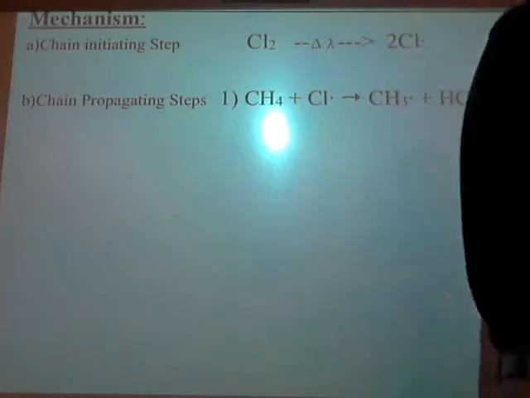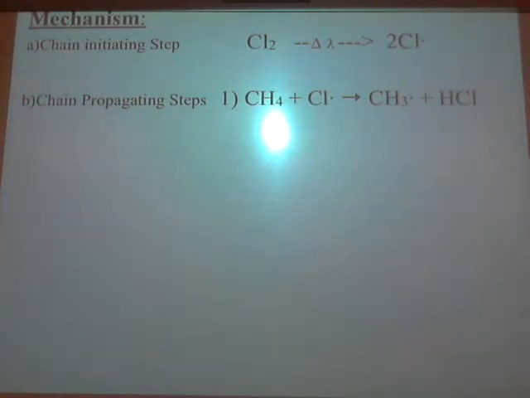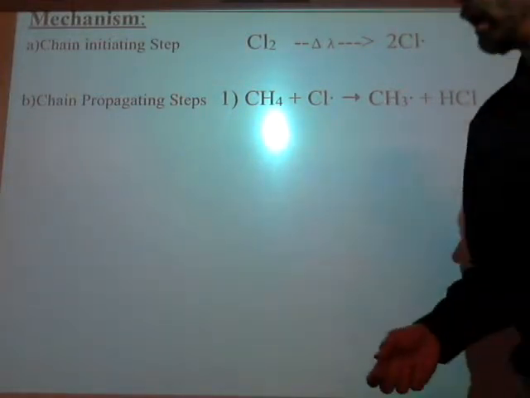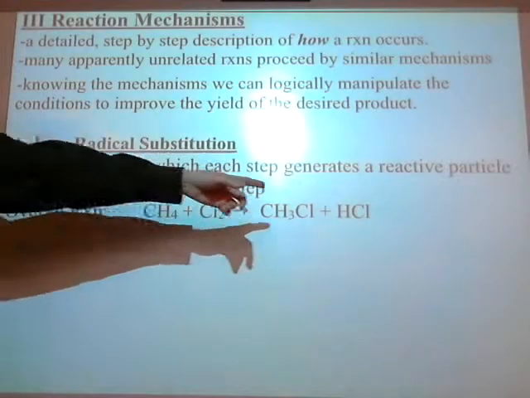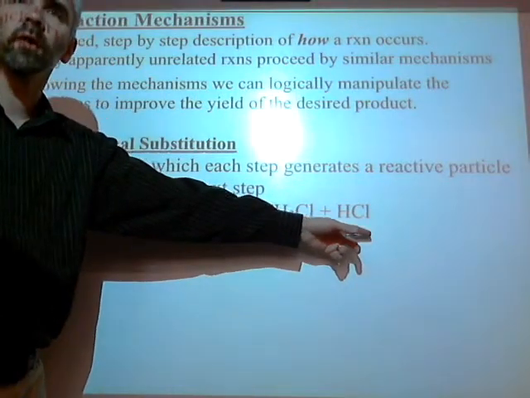If he bangs into a methane, he will rip an H away from him. That's the easiest thing for him to rip away. Take an electron with him. Take one of the hydrogen electrons with him. And make, by the way, HCl. What is HCl? HCl is one of my products. Take a look. HCl right there. He's one of the products, isn't he?